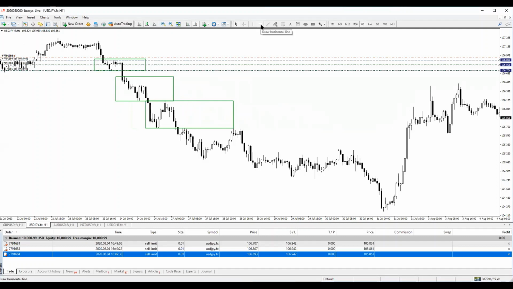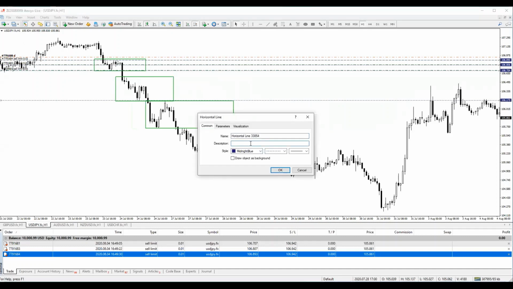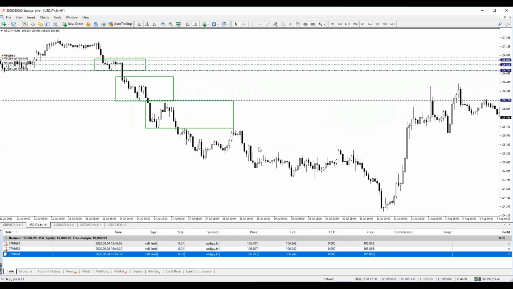So let's mark the level. Here's the region of the flag. Here's the decision point. And there's the breakout level, which is here. Okay, so let's see what happened.